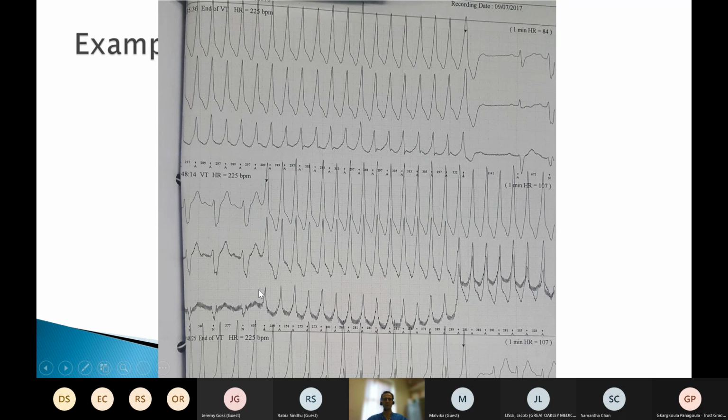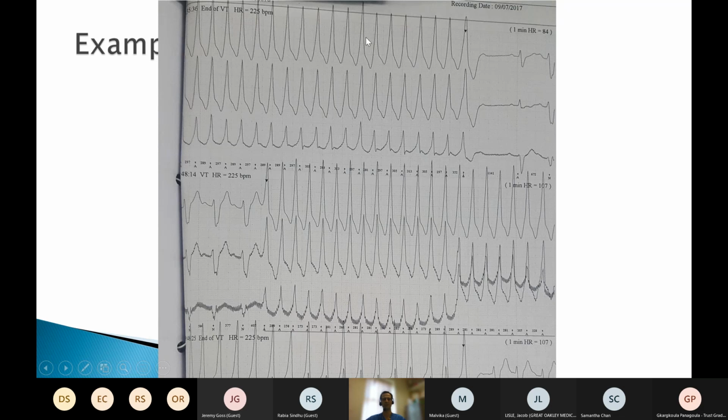So if you remember, I said that 1, 2, 3 beats make it VT. The next question is, is it sustained or non-sustained? And we need it to last for 30 seconds for it to be sustained VT. This run here is maybe 15 seconds. So this is non-sustained VT, and just 3 beats of it would also be non-sustained VT, but this is much more concerning than just 3 beats of it.